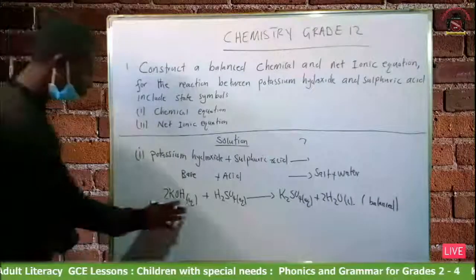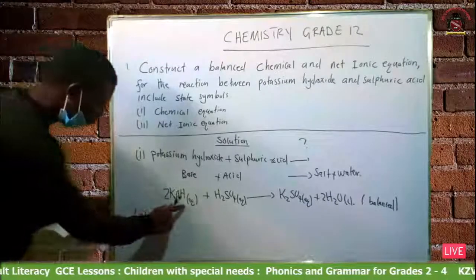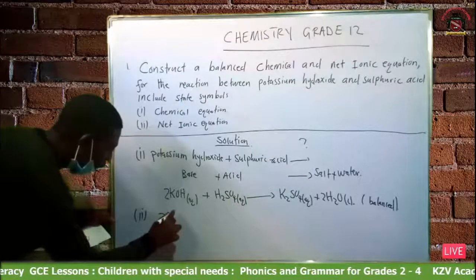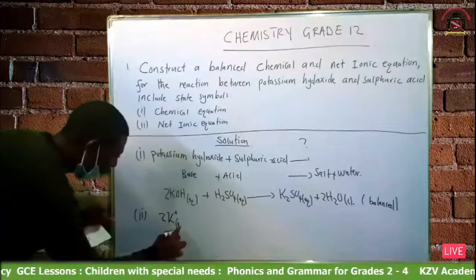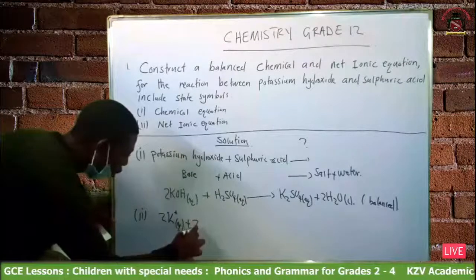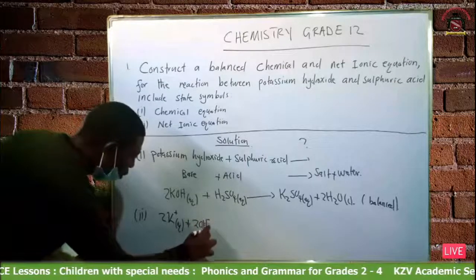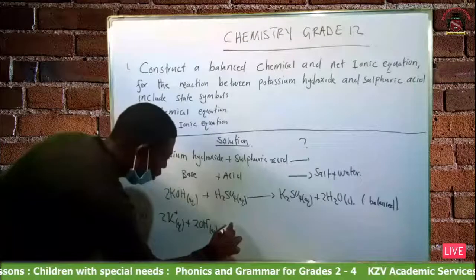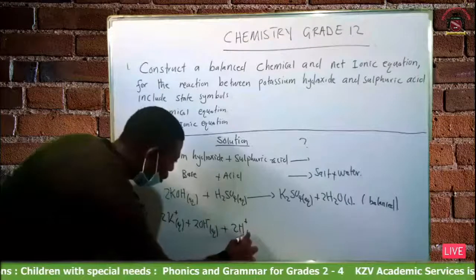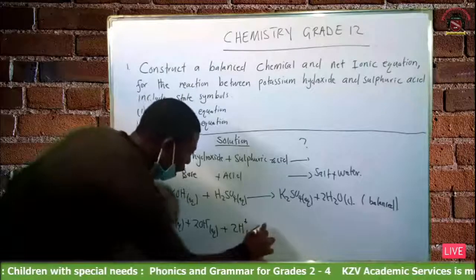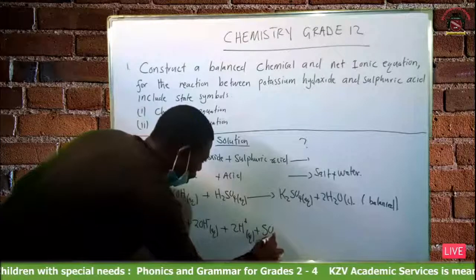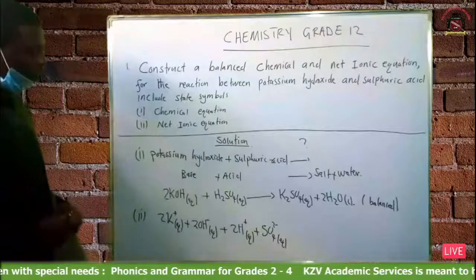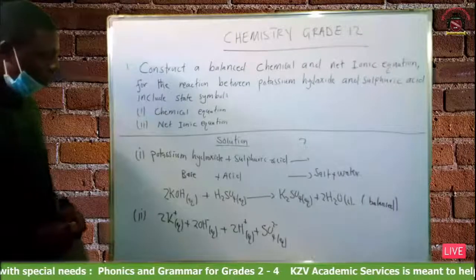So for the first part, which is potassium hydroxide, we know that we have 2 moles of potassium ion, in aqueous, plus 2 moles of hydroxide ion, also in aqueous, and then plus 2 moles of hydrogen ion, also in aqueous, plus we have the sulfate ion, which is also in aqueous.